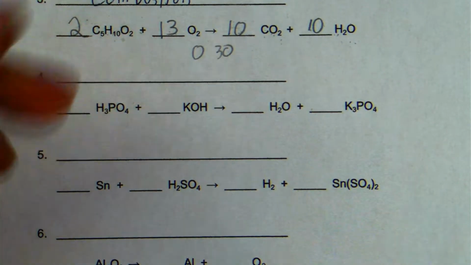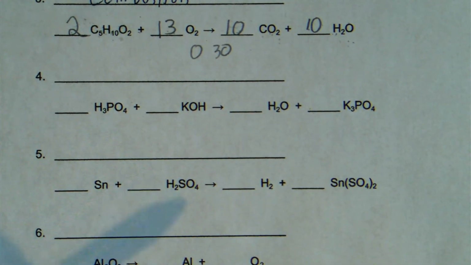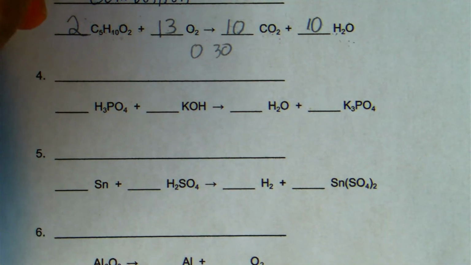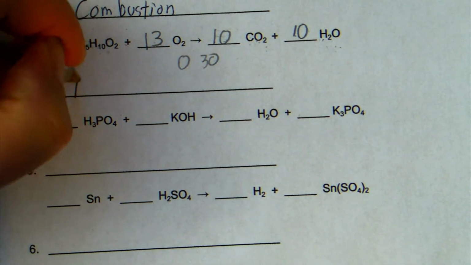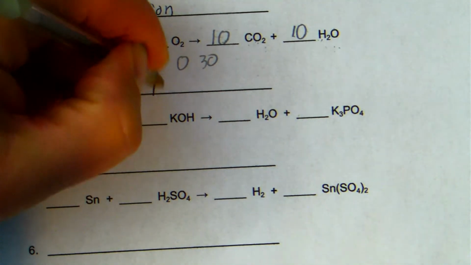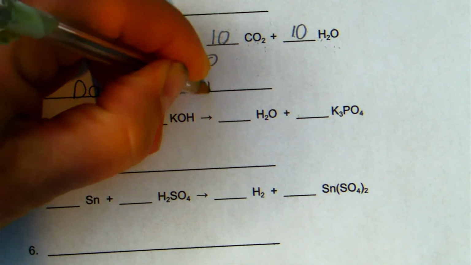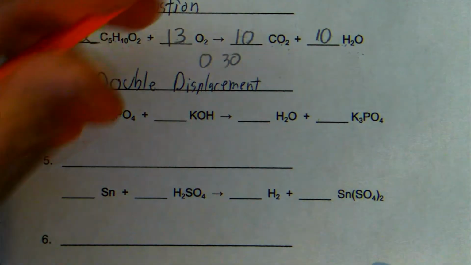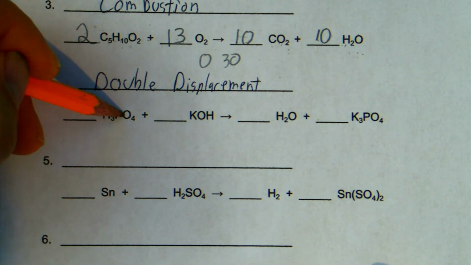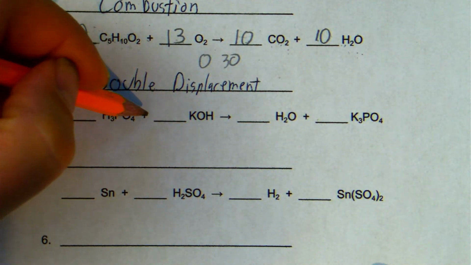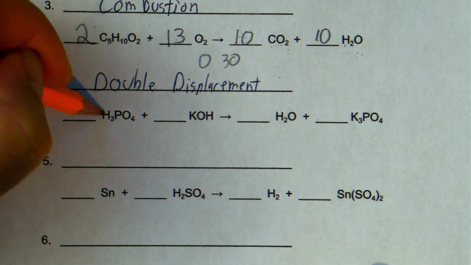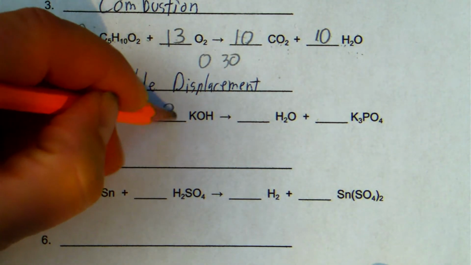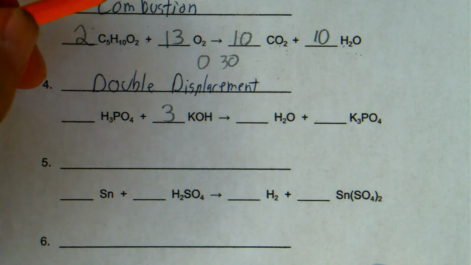Hydrogen phosphate and potassium hydroxide combine to create water and potassium phosphate. I would classify that as a double displacement reaction. And now to balance it, I'm going to leave the phosphates as a group. I would try a 3 here. No, looking at the hydrogens with the 2s. Well, I don't know. Let's try a 3 here and then go forward.